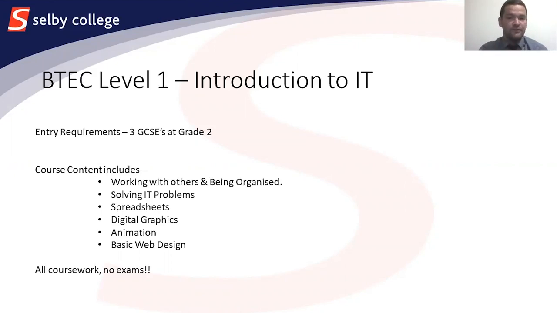Generally, we have a class size of around 12 to 15 in the level 1s. So you do get a lot of good one-to-one time with your tutor, and they will be able to give you a lot of help here and there throughout the course. So if you come to us at the level 1, you will get a lot of support, and you'll have hopefully slightly smaller class sizes so that we can give you that support as well.